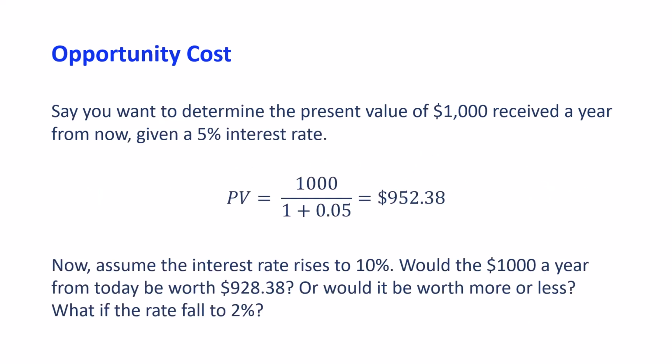So how do we do this? Say you want to determine the present value of $1,000 received a year from now, given a 5% interest rate. So your present value would be your future value, the money that is going to be received in the future, 1,000, divided by 1 plus the interest rate. Since this is a year from now, t is going to be 1, so that's why I didn't put it here. So if we discount $1,000 received a year from today at 5%, this will be the present value of that cash flow.